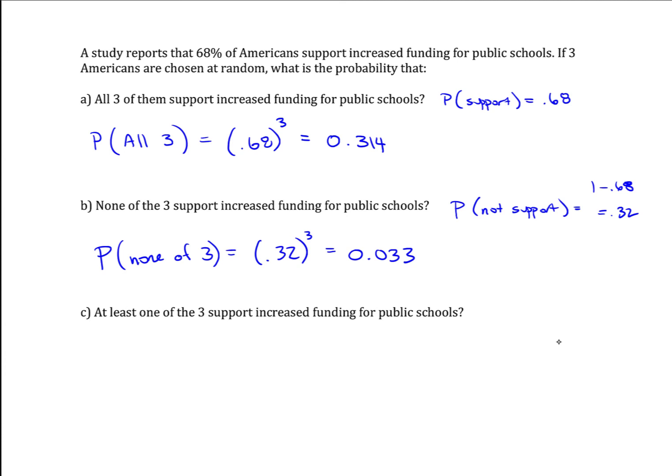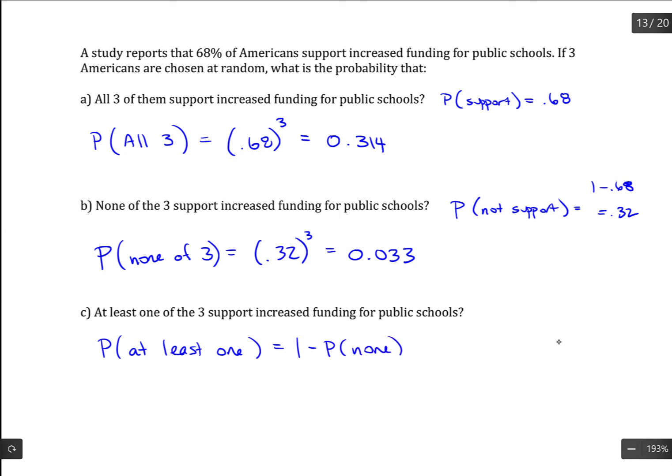And what's the probability of at least one of the 3 supporting increased funding for public schools? The probability of at least one. This is a rule that we're going to talk about in a little bit more detail later on, but it's complementary to the concept of none. And you can think of it like this.